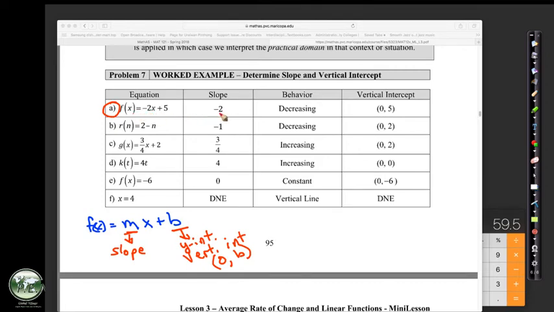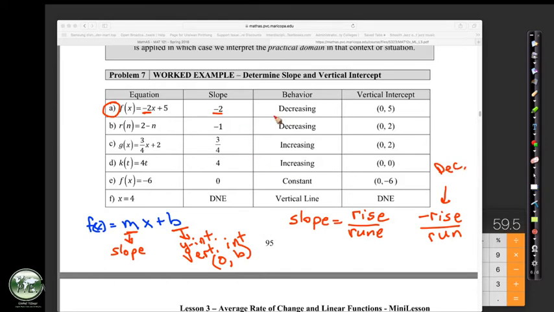So where do we find the slope? In front of the x, it's the -2. How do we know it's decreasing? Because it's negative, so we're going down. Remember, another way to think of slope is rise over run. So a negative slope must have a negative rise, which means it's falling over a positive run. Okay, so this is a decrease.